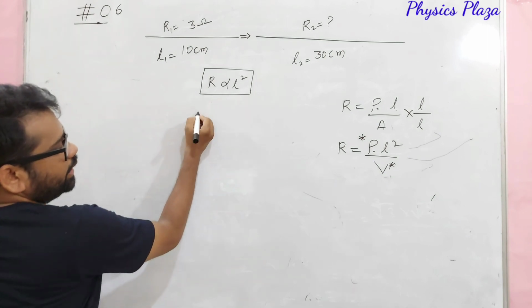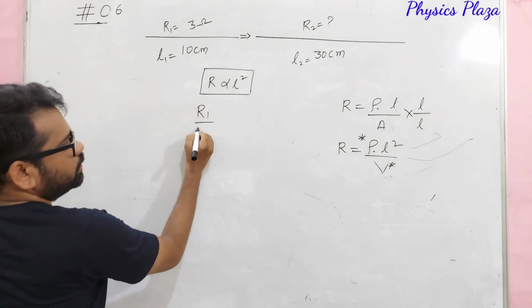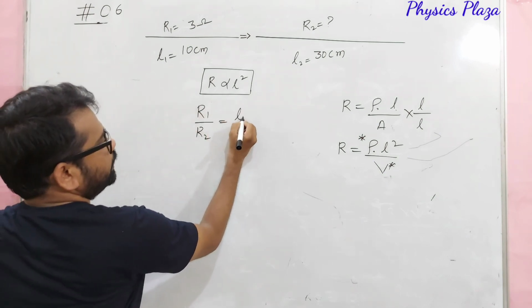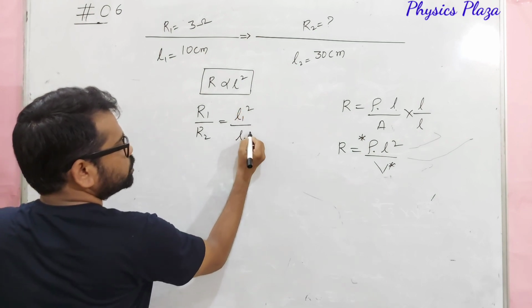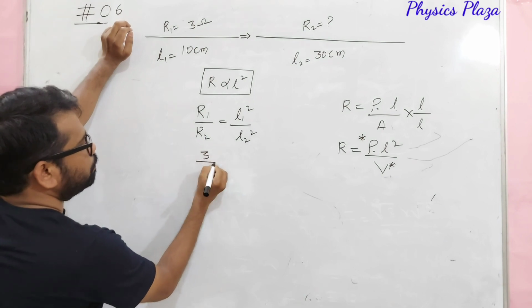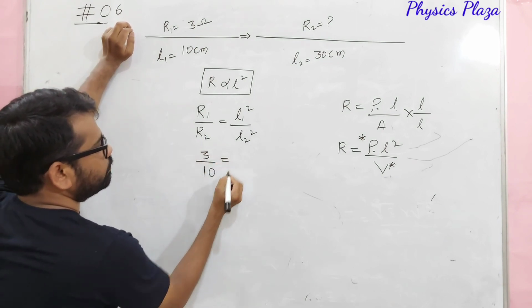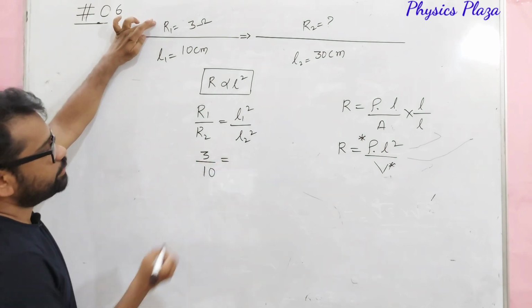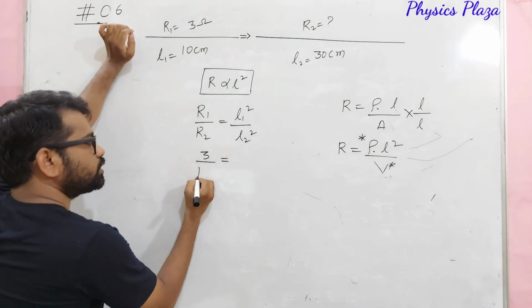So this can be written as R1 by R2 is equal to L1 square by L2 square. Now you substitute the values. R1 is given, it is 3. R2 is to be calculated, R2 is not given.